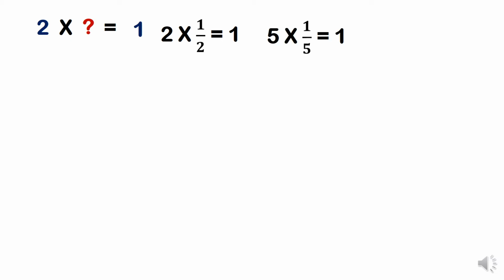Consider any number, say consider 2. 2 into which number gives us 1? We know that 2 into 1 upon 2 is 1. Similarly, any other number, say 5 into 1 upon 5 is 1. So here the number 1 upon 2 is known as reciprocal of 2. Similarly, 1 upon 5 is a reciprocal of 5. That means any number multiplied with its reciprocal gives us 1.